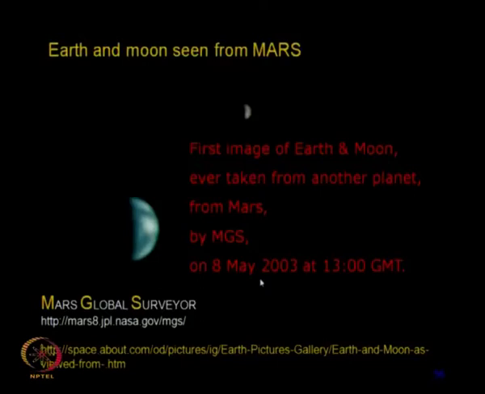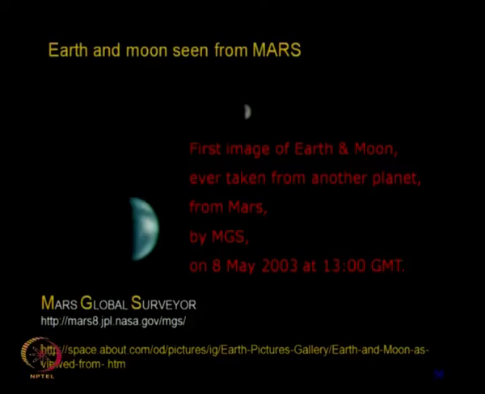Now, let us look at some of the other terms, and to do that, let us take a look at the picture of the earth and the moon. This is a beautiful picture. This is the first picture of the earth and the moon ever taken from another planet, and this was taken by the probe which was launched several years ago. This picture was taken in 2003 on the 8th of May by the Mars Global Surveyor, the MGS that is called.